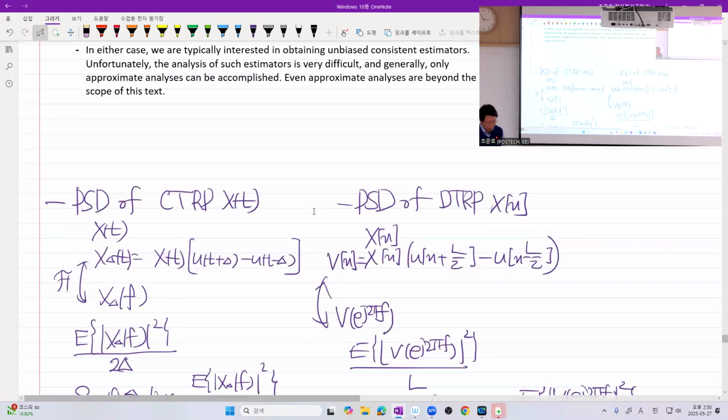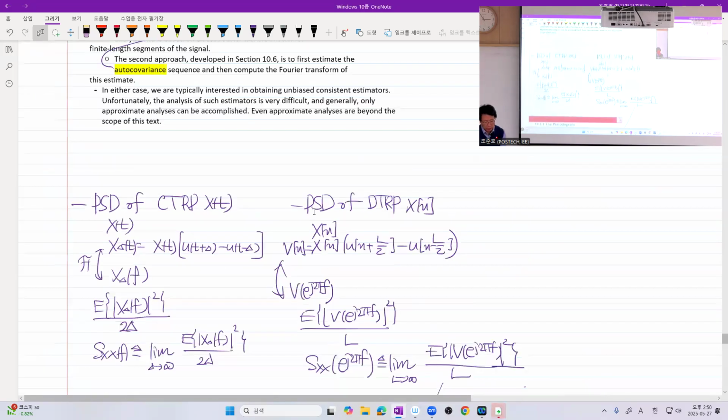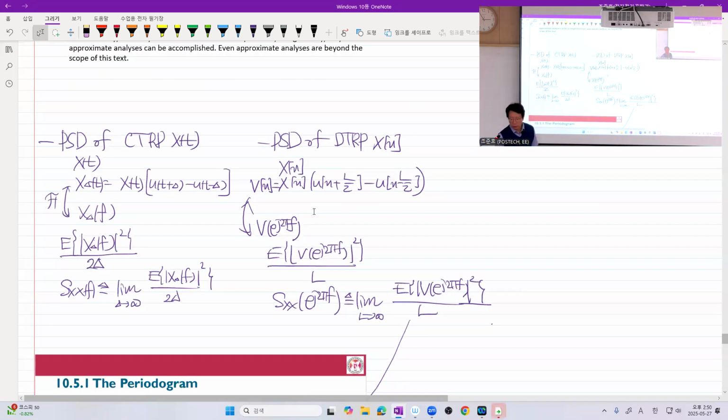So I have summarized the definitions first. So here come the definitions. The left block or column is for the continuous time random process, not necessarily stationary, but a continuous time random process. And this is for the discrete time random process case. Suppose we have x of t. And power spectral density is defined first. You time truncate the random process.